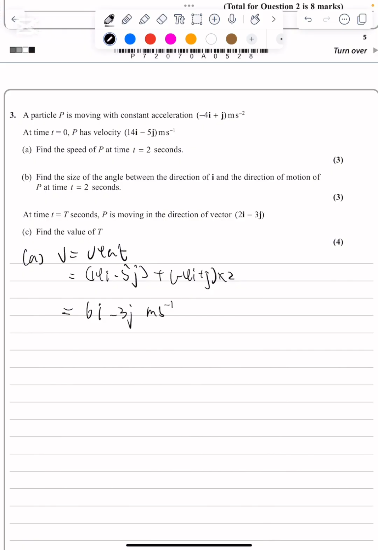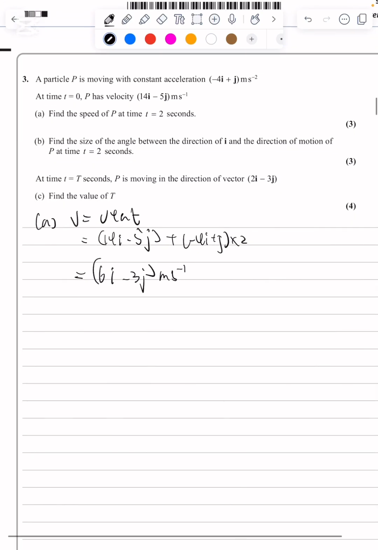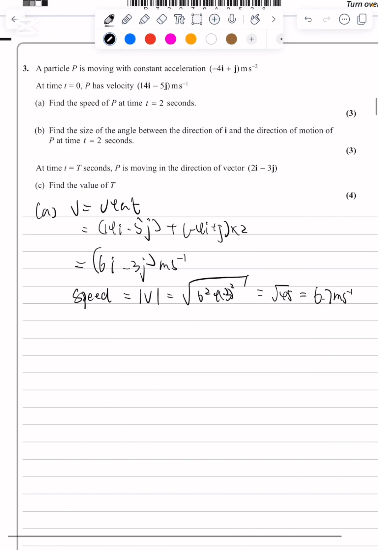Negative 1. Then since we are trying to find the velocity, the speed must equal 6 squared plus 3 squared, or negative 3 squared, whatever, which is the square root of 45, or 6.7.